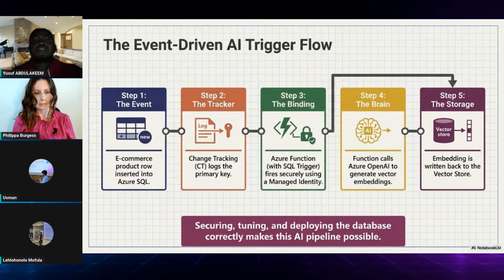So this event-driven AI trigger flow has four steps. The first step is the event itself, that is, an e-commerce product row inserted into Azure SQL. Then the tracker, then the binding, then the brain, and the storage of the output. Next slide.